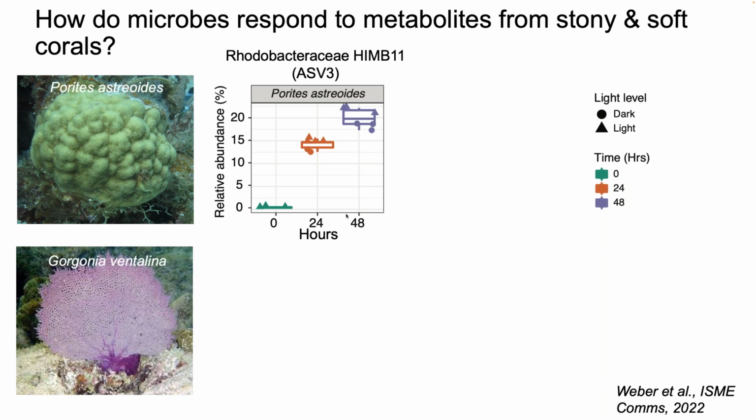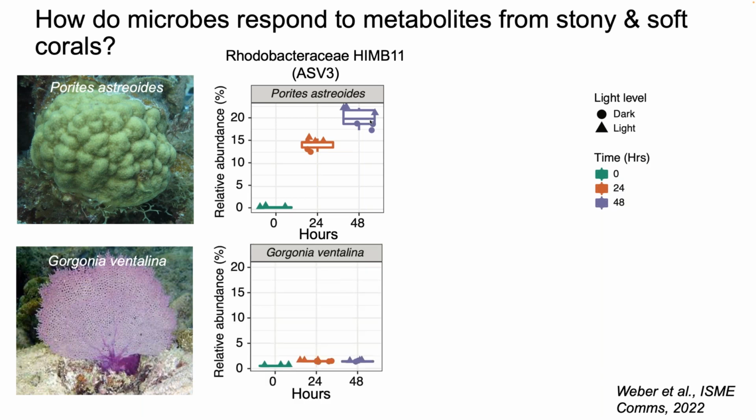So you can see over the 48 hours, we started with very little HIMB11 in this incubation, and then it grew to make up about 20% of the microbial community over the course of those 48 hours. And there were similar results in the light and the dark treatments. But when we gave it Gorgonia ventalina exudates, we saw hardly any growth. So maybe 1 or 2% of the community were these HIMB11.